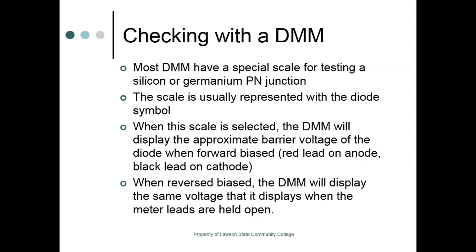So when this scale is selected, the digital multimeter will display the approximate barrier voltage of the diode when forward biased, and that's when we put the red lead on the anode and the black lead on the cathode. When reverse biased, the meter would display the same voltage that it displays when the leads are held open. That's why I mention that yellow Sperry meter: when I hold the leads up, it shows 3 point something. Most of your newer meters will show overload when reverse biased, and then show the junction voltage when forward biased.